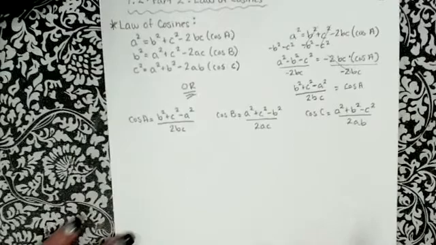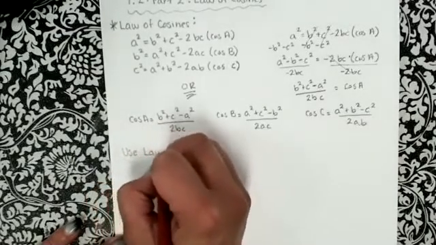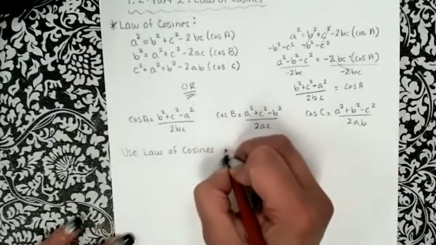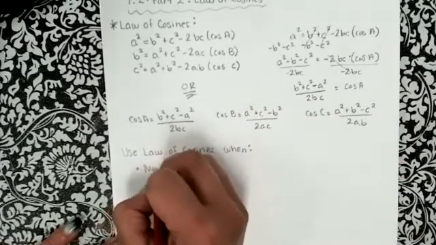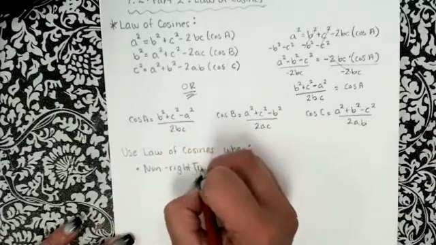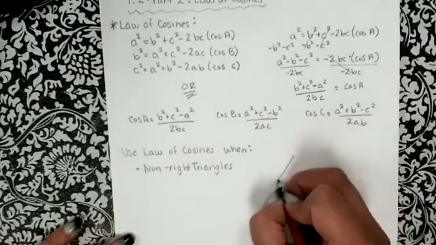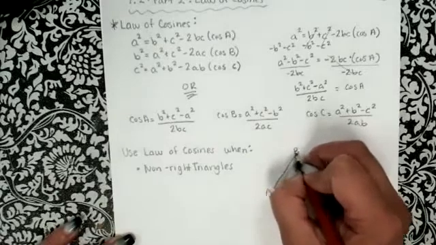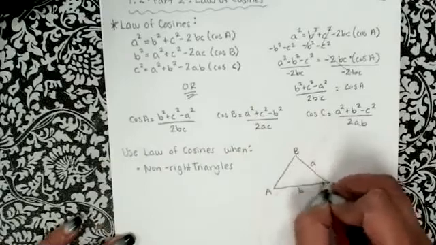Now, to use the law of cosines, when, once again, we have non-right triangles. And your triangle is going to look like this. The angles are the capital letters. And then the lowercase letter is the opposite side of the angle.